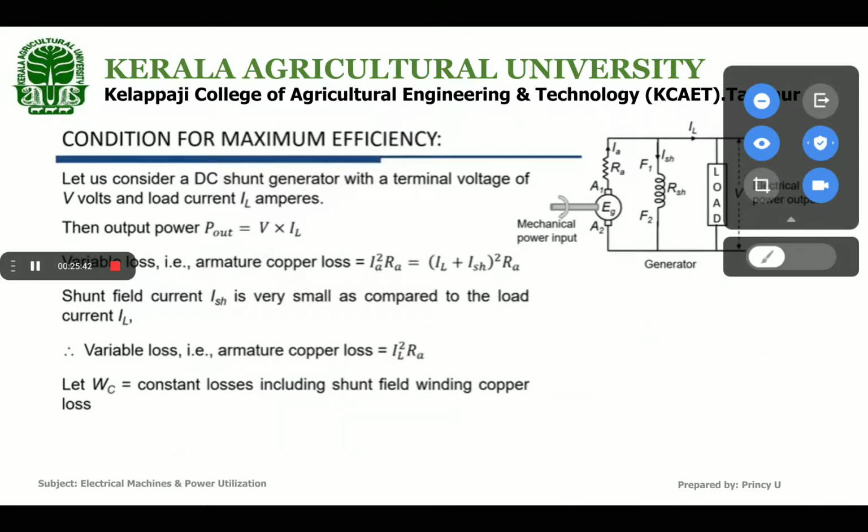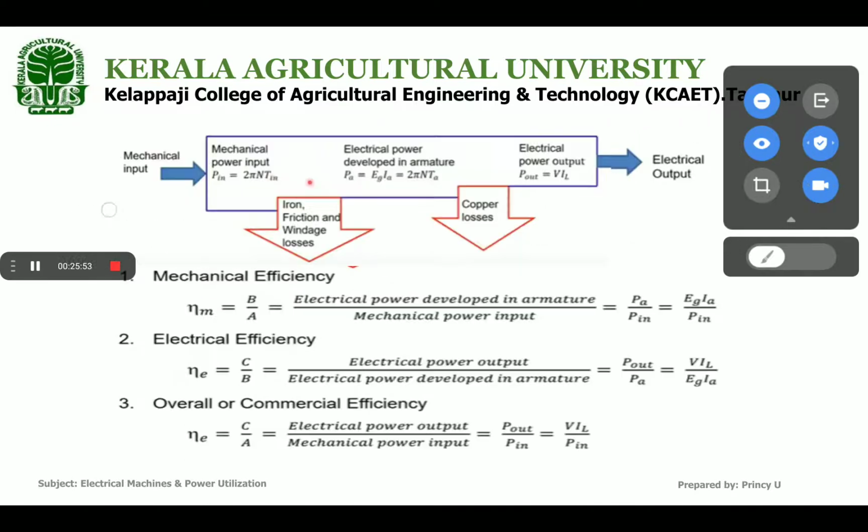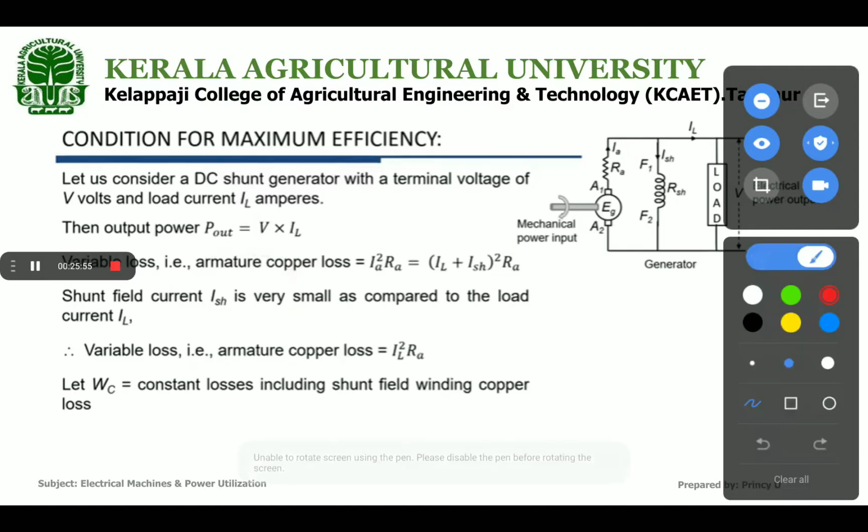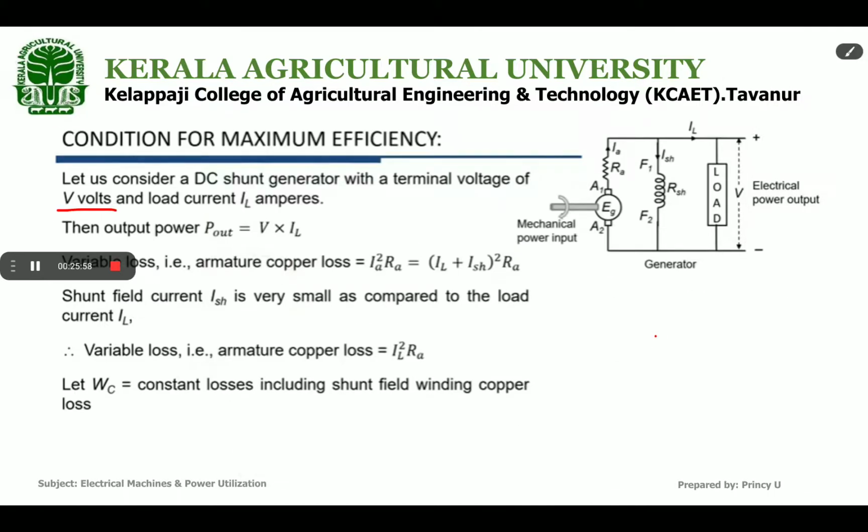Next is the condition for maximum efficiency. There will be some condition for maximum efficiency. Let us consider a DC shunt generator with a terminal voltage of V volt and load current IL. We know that the efficiency is output by input. Let us first write the equation of the output. The power output is V into IL. For a DC shunt generator, we consider the power output as V into IL.